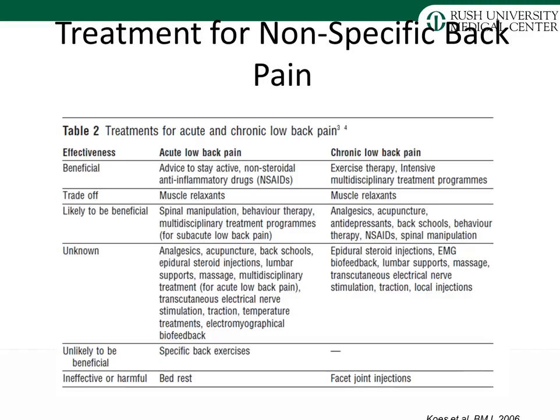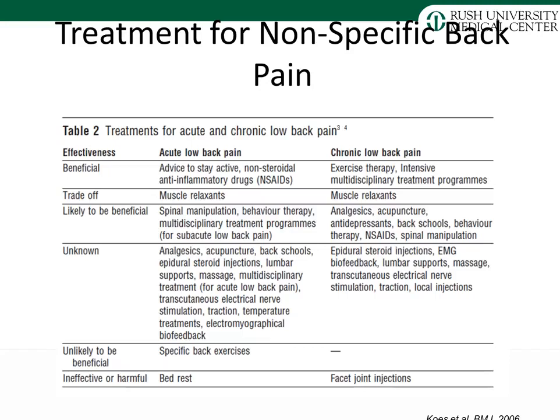So the treatment for nonspecific back pain. What do we do in nonspecific back pain? In acute low back pain, there are several treatments that have been shown to be beneficial, and that is to actually stay active. Many patients with low back pain want to lay in bed until they recover, and it's been found that that can actually make the situation worse. In addition, nonsteroidals, especially over-the-counter nonsteroidals, can be helpful for patients.